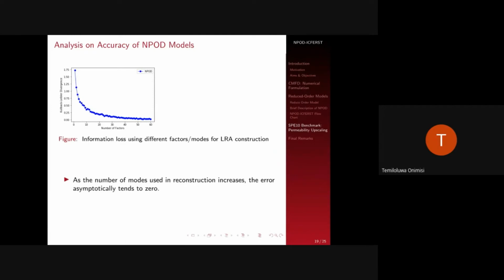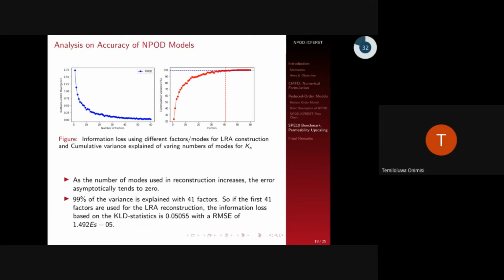Now the question is, at what ideal number of modes do we truncate to reconstruct our low rank approximations for simulation? Next slide, please. And so we used the statistics based on the cumulative variance. We calculated the cumulative variance and set a bar. Once 99% of the variance is explained, we truncate and choose that number of modes to use for our reconstruction. Now, based on these statistics, at 41 modes, 99% of the variance is explained.